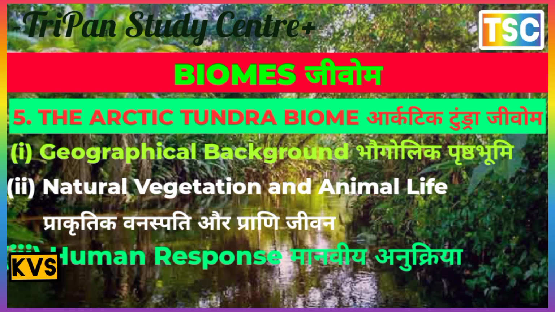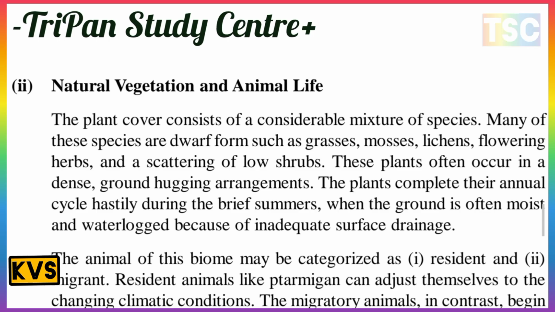The second important point is the natural vegetation and animal life of the tundra. The plant cover consists of a considerable mixture of species. Many of these species are grasses, mosses and lichens, and flowering herbs and a scattering of low shrubs. These plants often occur in dense ground cover or hummocks.